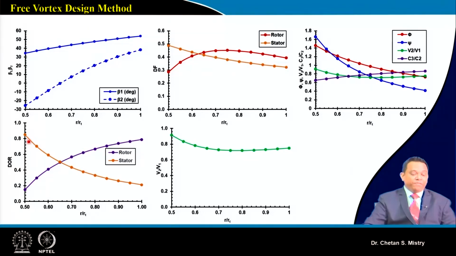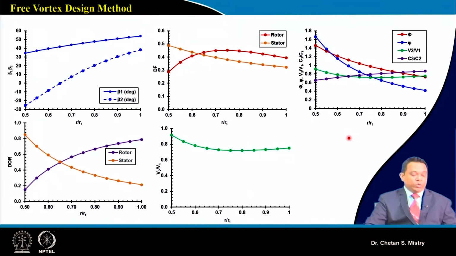Okay. In the same way, if we compare our degree of reaction, it reflects the same thing. Here if you look, this is coming out large. And this represents what is happening in terms of my absolute velocity ratio. So, when we are doing our design for the free vortex, it is giving us a different kind of feeling.